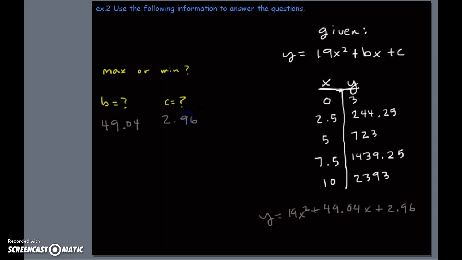And then is it opening up or down? I want to say that it's going to have a minimum value because the number in front of x squared is positive, but I'm going to double check with the graphing calculator.